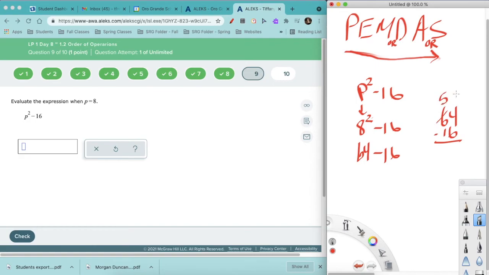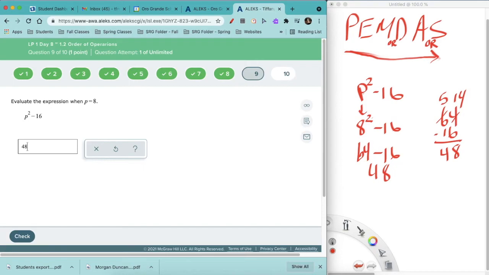But hey, doing our subtraction here is not too big a deal, because I'd have 6, 7, 8, and then I'd have 4. So I'd get 48 here. That would be my end answer. All right, one more problem here.